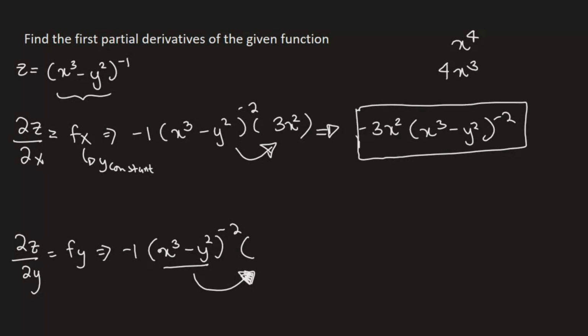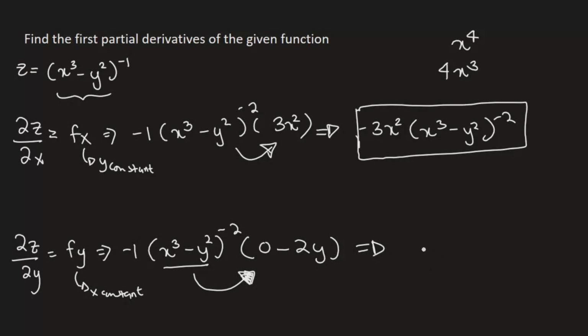So this inside function is x cubed minus y squared, and now we're taking the derivative with respect to y, so we are treating x as a constant. So we are differentiating with respect to y, treating x as a constant, so this is 0, and then this negative 2y. Bring 2 down and subtract 1 from it. So now let me just write it neatly.